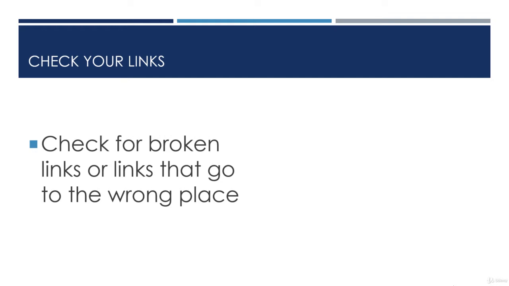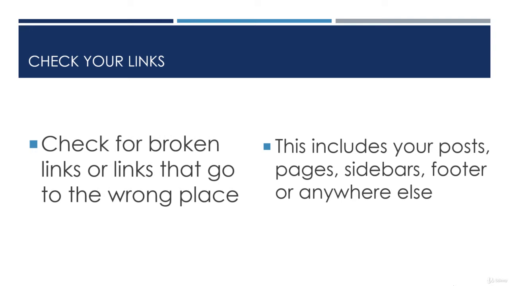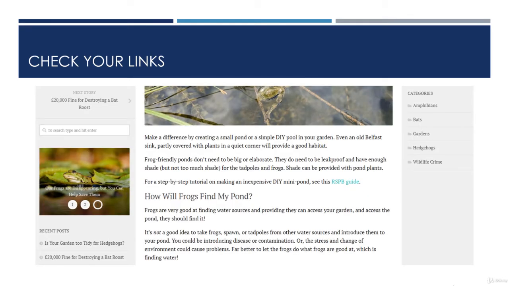First of all, check your links. So check for any broken links or links that go to the wrong place. This includes not just your posts, but your pages, sidebars, footer, or anywhere else on your blog. So, for example, this link that I have here going to the RSPB website, that's a link in a post, but you may have links elsewhere as well on your blog. So just click on each link, check to make sure it is working and it is going to the right place, and if necessary, fix any broken or incorrect links.